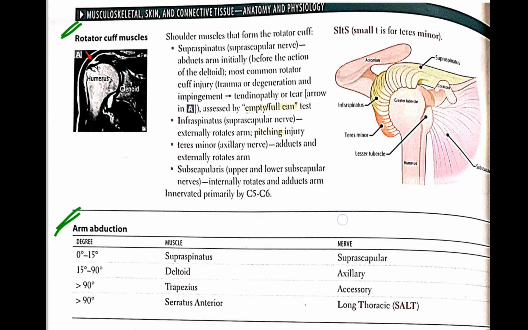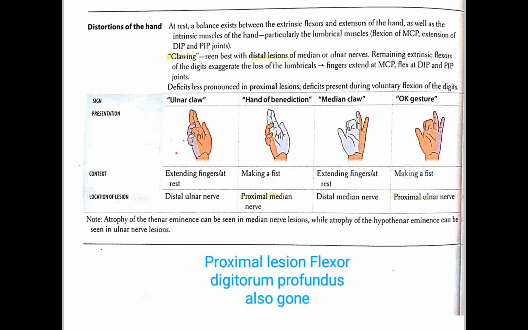So now we see the distortions of the hand. We know that the ulnar nerve injury causes the claw hand, and the claw hand can occur in both the ulnar nerve and the median nerve injuries. And the clawing will be more in the distal lesions. So this is the paradoxical thing. We see that if the lesion is proximal, then more clawing should occur, then more deformity should occur.